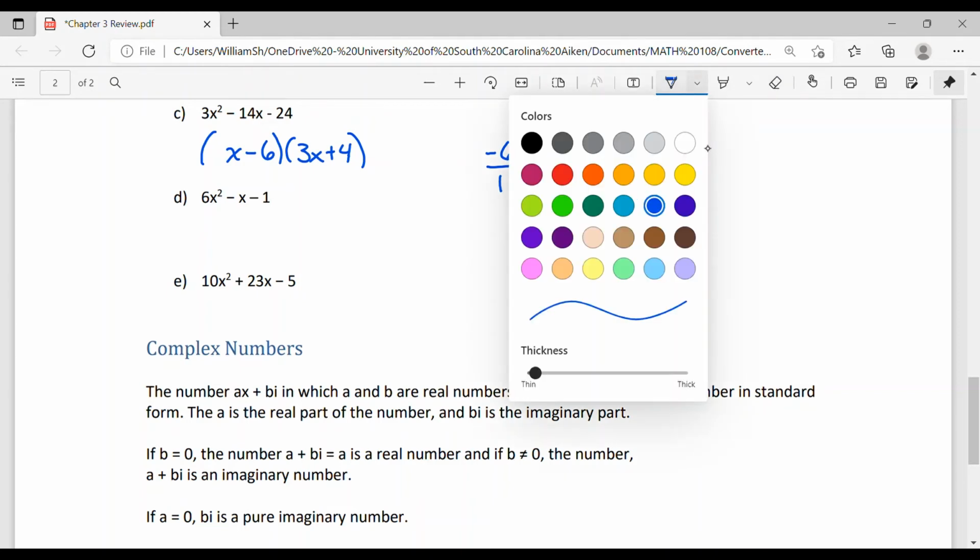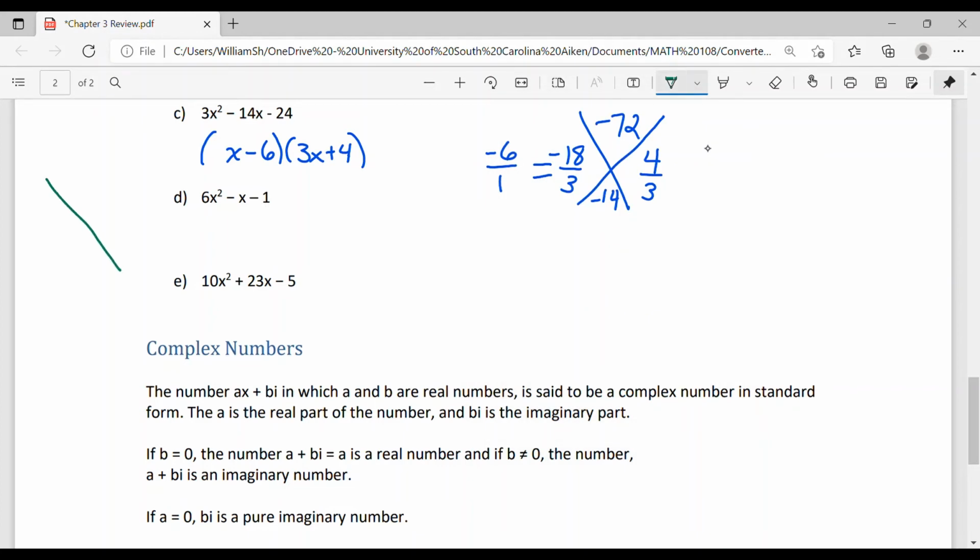Let's do D. Let me change the color so we don't get too mixed up here. I'm going to do the x from D over here. Let's see. So 6 times negative 1. That gives me a negative 6. Alright, and let's see, -1 is my b here. I need two things that multiply to -6 and add to -1. How about -3 and 2? That works. That'll reduce to 1/3 here, and that'll reduce to -1/2 here. So that I get 2x minus 1 times 3x plus 1.